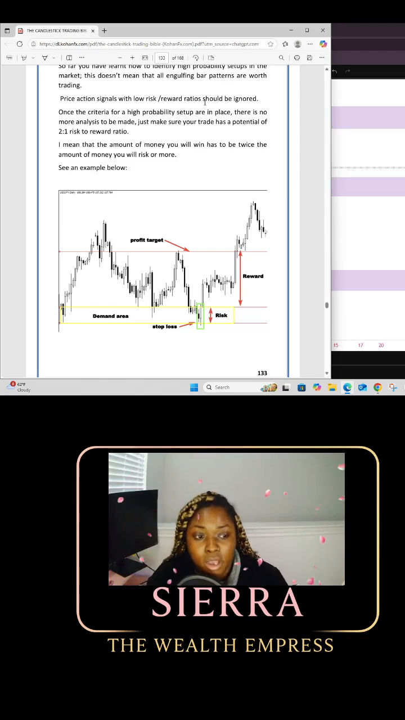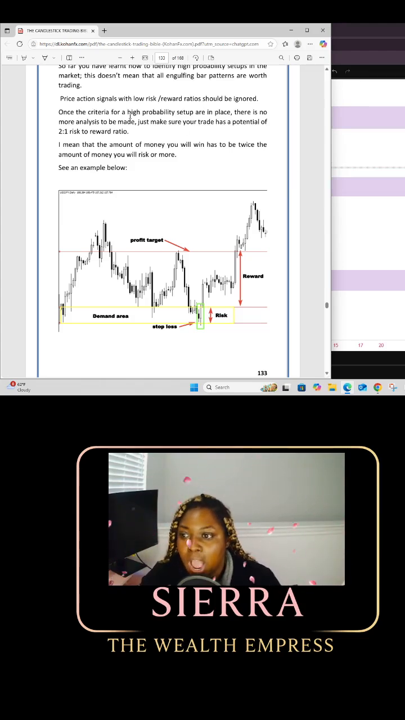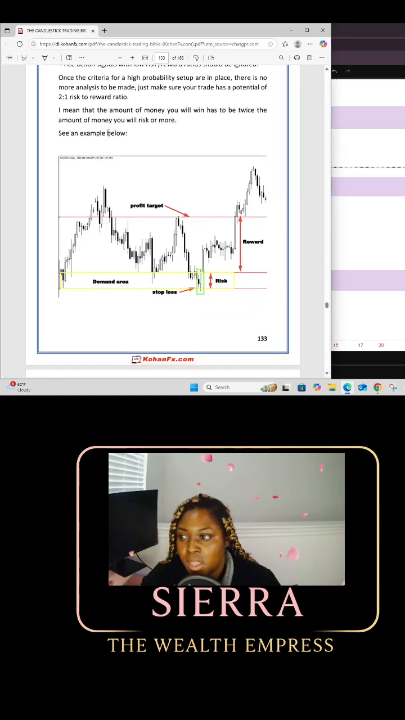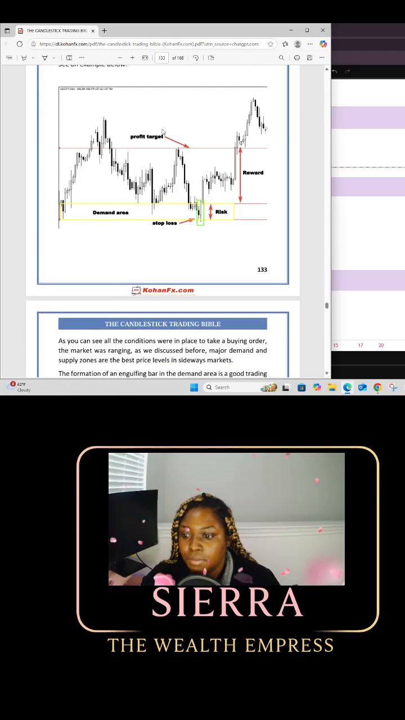On GU today, we call it 10-to-1. All right. Once the criteria for a high probability setup are in place, there is no more analysis to be made. Just make sure your trade has a potential of a 2-to-1 risk to reward ratio. I mean, the amount of money you will win has to be twice the amount of money you risk or more. Okay. So they're showing you what your risk is, and then they're showing you what the reward and your TP should be, which was the next zone.